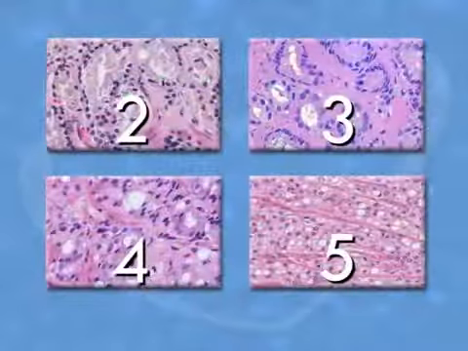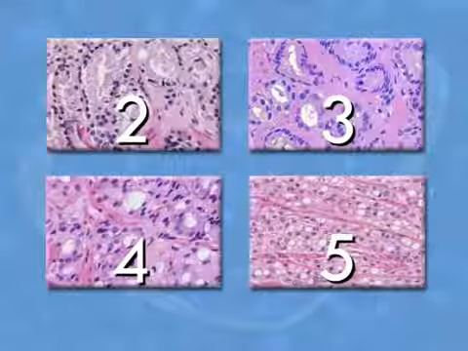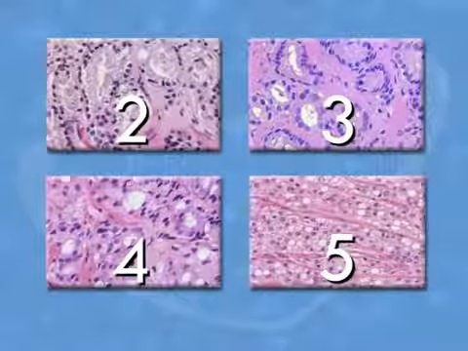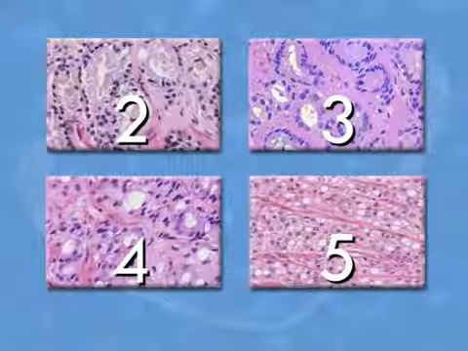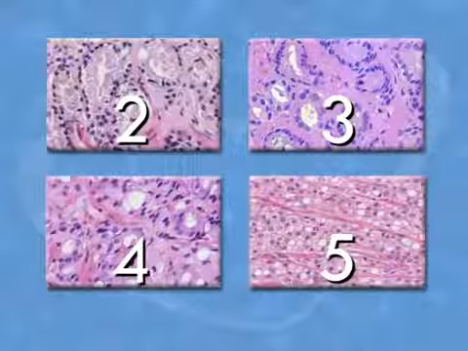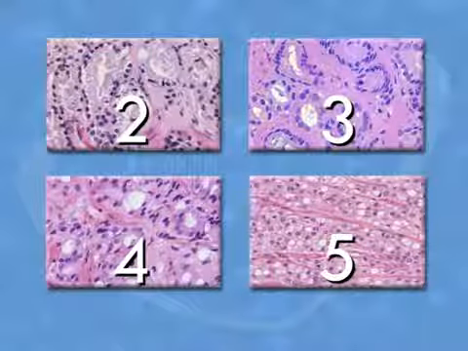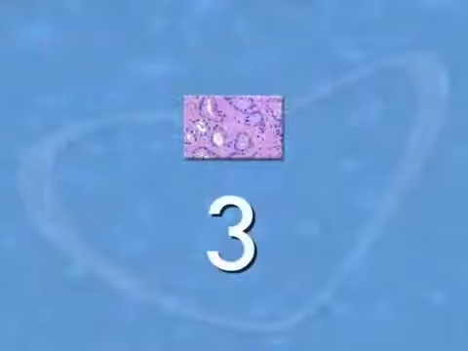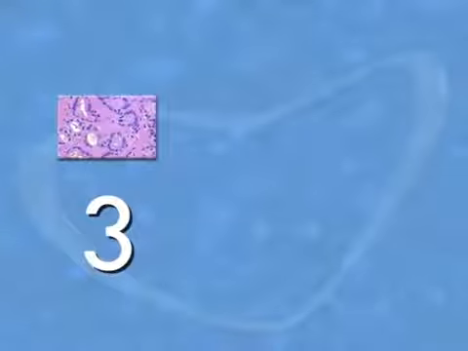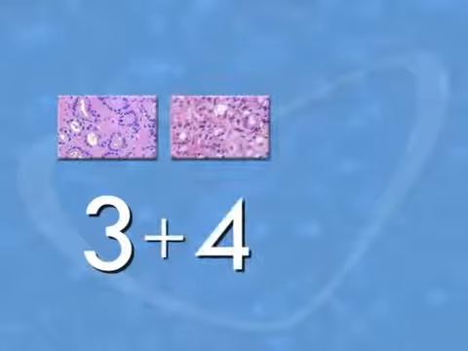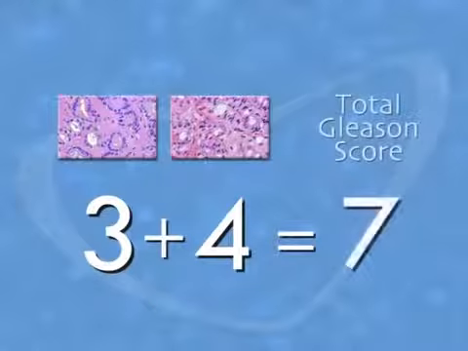The pathologist then looks for the two most common patterns of malignancy and assigns those Gleason numbers to the patient's pathology. For example, if the most common pattern is a Gleason 3, that will be the first number assigned. And if the secondary, or second most common, pattern is a Gleason 4, the patient will then have what's called a Gleason 3 plus 4 grade, or a total score of 7.